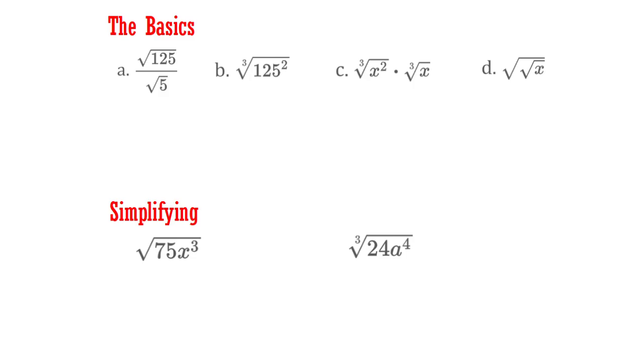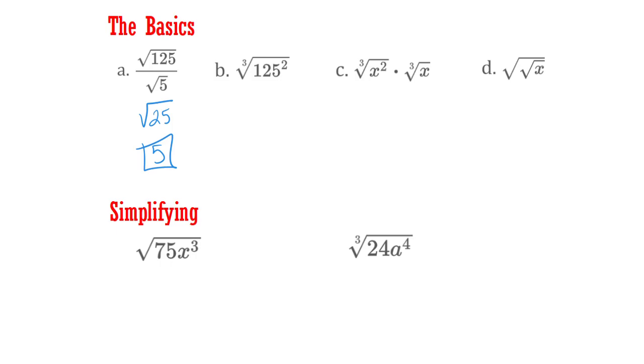Let's practice using those rules. So on this first one, A, it's a fraction. I'm going to look to try to reduce. 5 goes into 125 nicely. So the denominator will go away. And I'm just left with a square root of 125 divided by the 5, which is just a 25. Oh, how nice is that? What's the square root of 25? Simply 5. Got it.